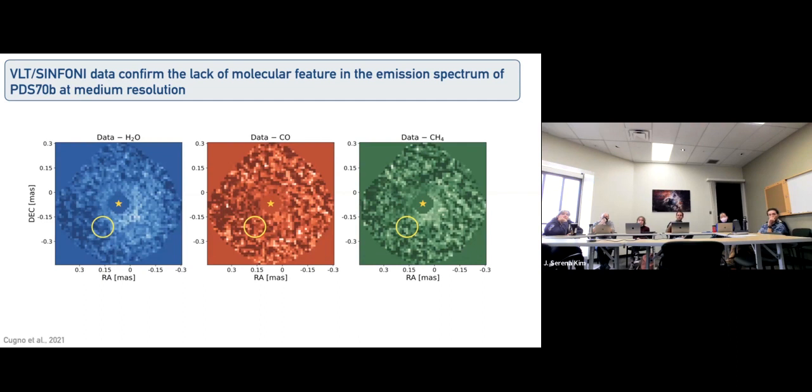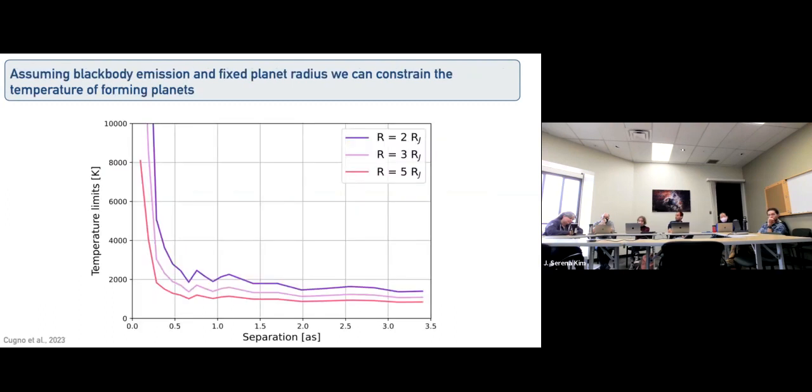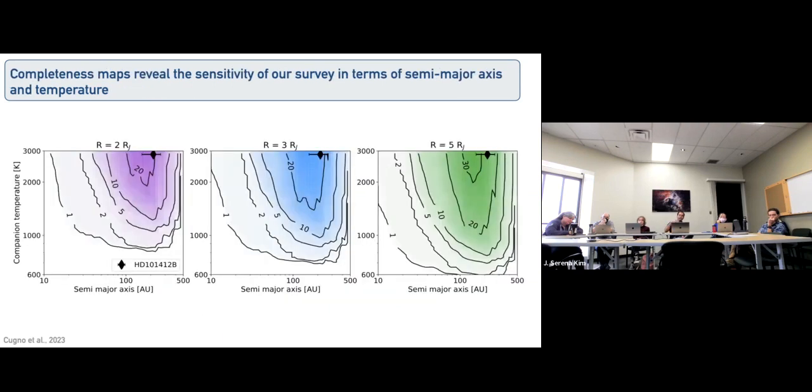And this is another piece of evidence supporting the idea that spectral features are probably really weak in forming planets, and therefore it's probably a fair assumption that they behave like black bodies and emit like black bodies. From the black bodies, we assumed some radii, and therefore we were able to estimate temperature limits that we could then bring into our detection probability maps or completeness maps.